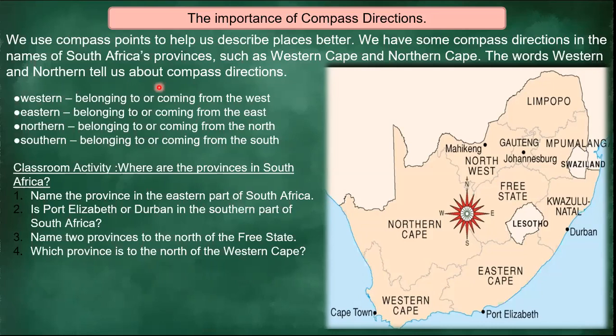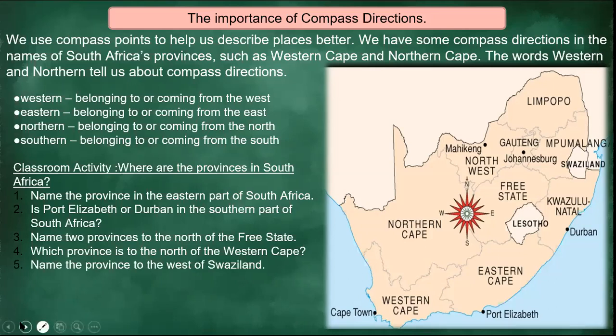Let's move forward. We have Zoe. The answer is the Northern Cape. Okay, which province is to the north of Western Cape? The Northern Cape. Let's look for the Northern Cape. Yes, that is correct. Thank you very much, Zoe. You're welcome. Moving on.